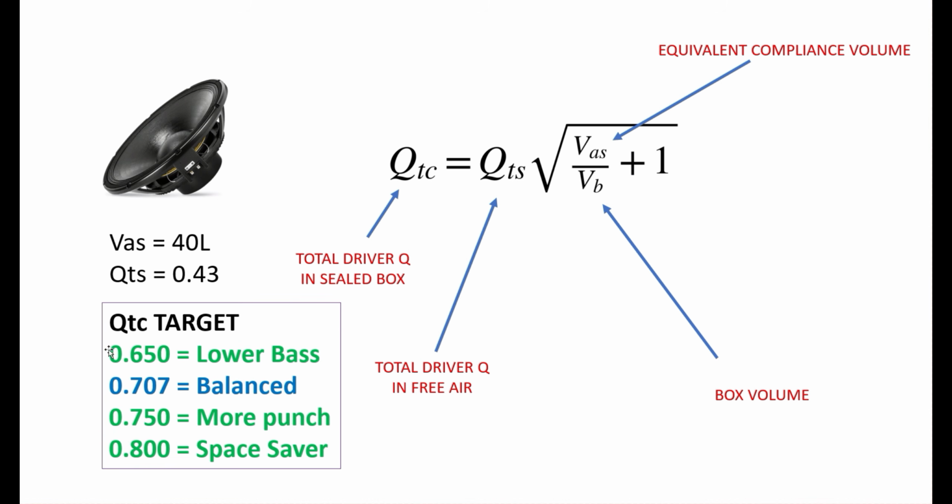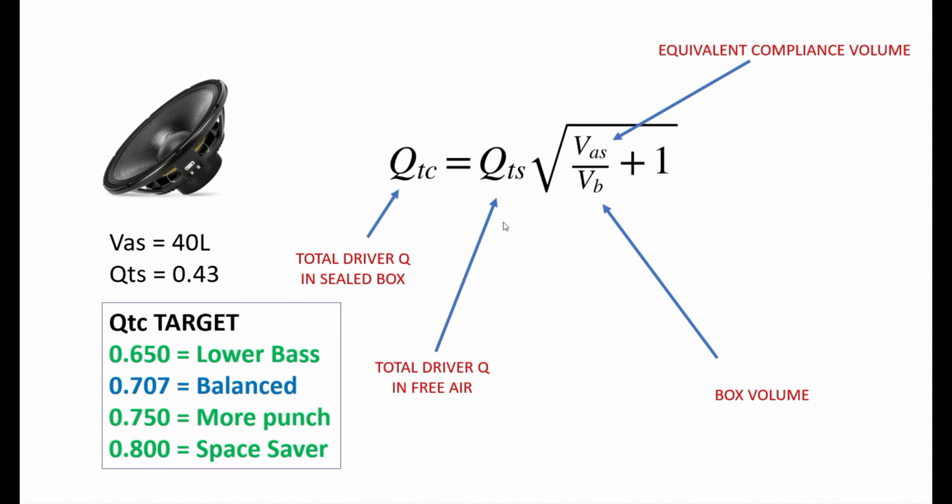If you want lower bass, aim for a lower QTC target. If you want punchier bass, then aim for a slightly higher target. If you need the smallest box possible, then go for a space saver. So the lower the QTC target, the larger the box volume is going to come out at. So if you want a smaller box, then aim for a higher QTC value, but just be aware it's going to be more punchy, and the bass won't be as low, right? So it really depends on what you're looking for, but most people would choose 0.707.